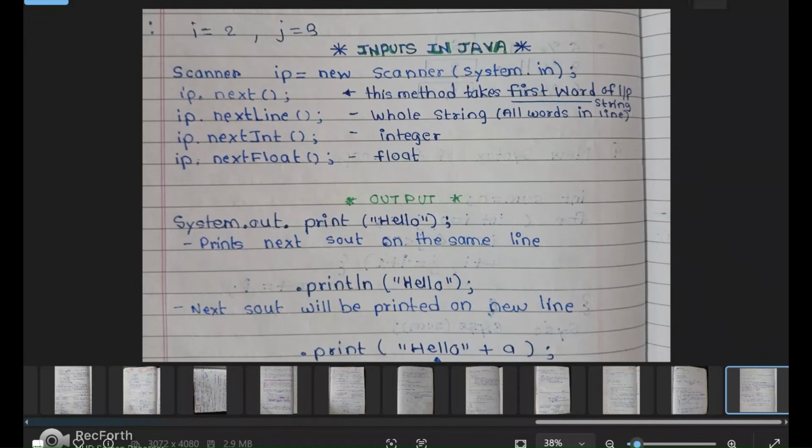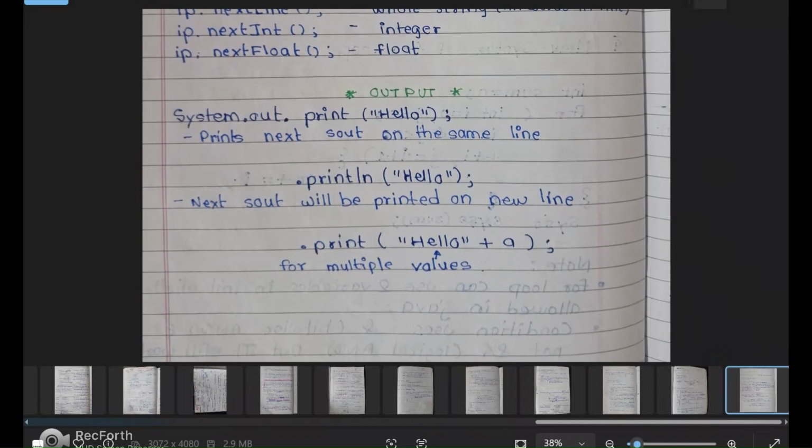For Java we have the Scanner class, and we will be creating its constructor like this. To take only one word as input, we will use the next method of this Scanner class. To take a whole string as input, we will use the nextLine method. To take an integer as input, we will use the nextInt method, and to take a float as input, we will use the nextFloat method. And to print output, we will use System.out.print.